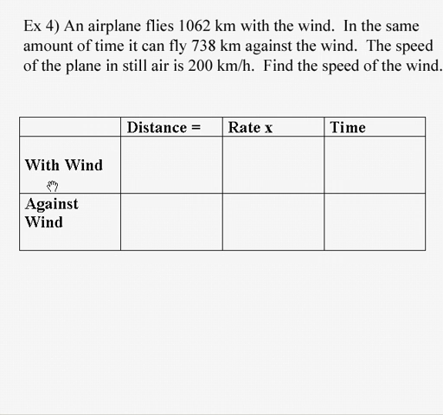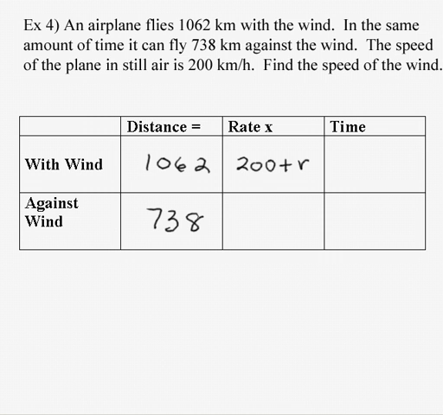So we've got our plane going with the wind and against the wind with distance equals rate times time. Filling in the chart, distance with the wind is 1,062. Distance against the wind is 738. The rate, now think about this carefully. The wind is going to push the plane along when the wind is at the back of the plane. So that's 200 plus the rate of the wind. Against the wind, it's 200 minus.